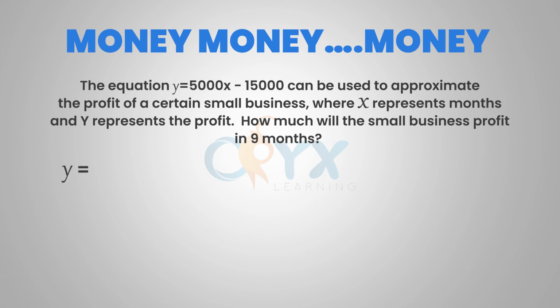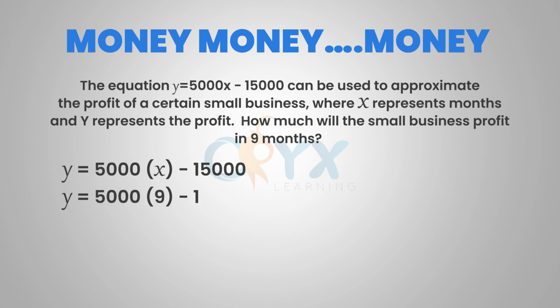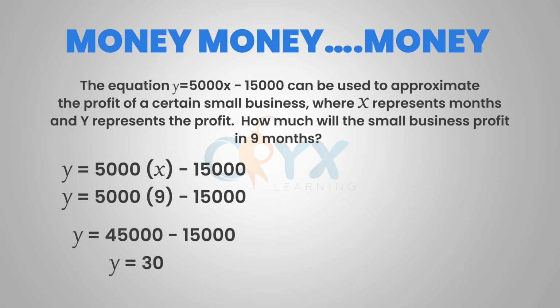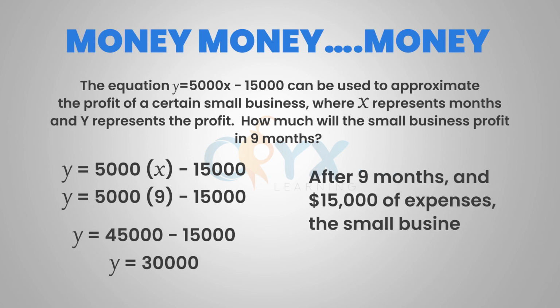So if we look at our equation, y equals 5,000x minus 15,000, and x represents the number of months, if I want to find the profit after 9 months, I can substitute in a 9 for x. This gives me y equals 5,000 times 9 minus 15,000. 5,000 times 9 is 45,000, so y equals 45,000 minus 15,000, or 30,000. So after 9 months and $15,000 of expenses, that's our y-intercept, the small business will profit $30,000.